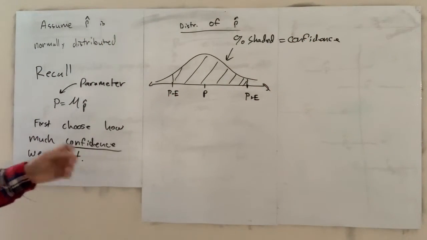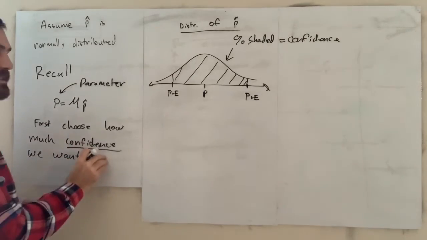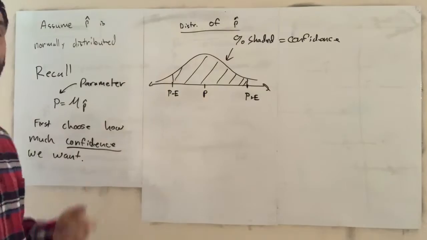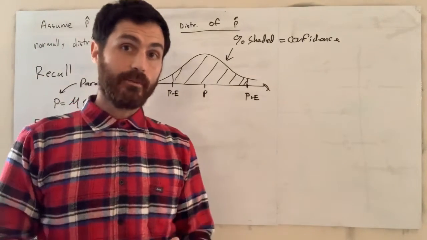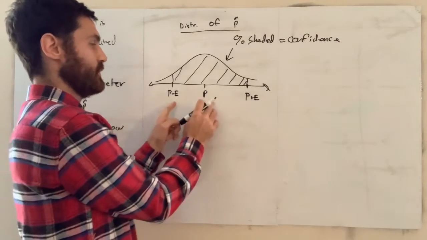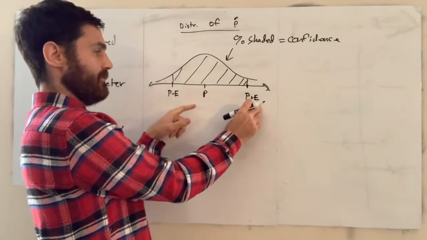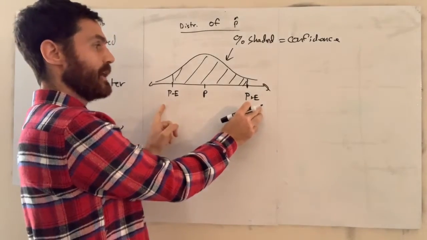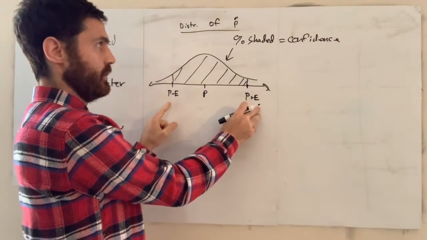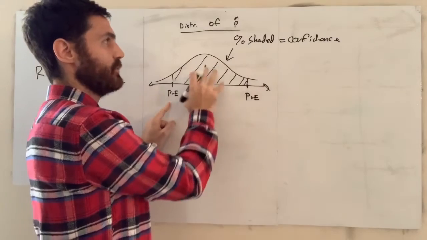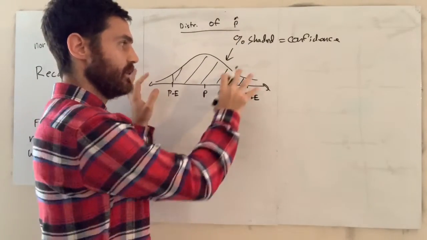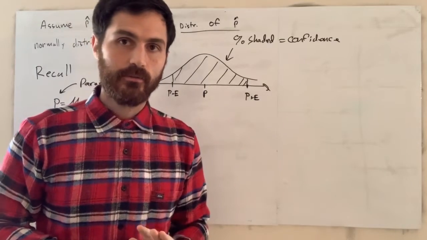So what we want is, remember, we're specifying the amount of confidence we want. So for example, if we want 95% confidence, that's a very common confidence to hear, you want to make sure that you go out enough from your p in both directions, kind of an equal length in both directions, so that the shaded region is 95% of the area under the curve.